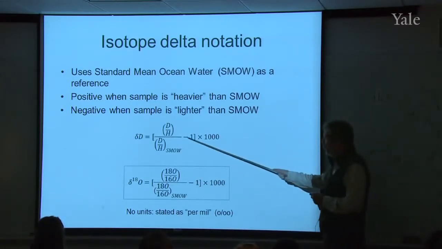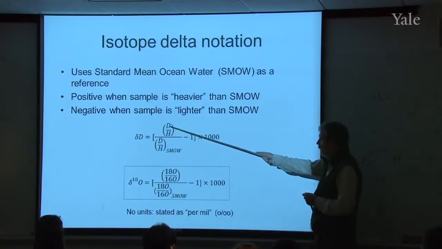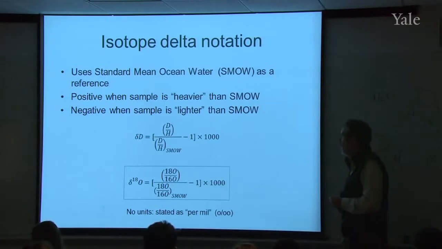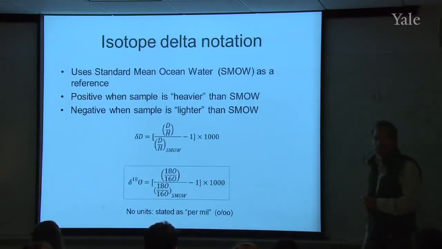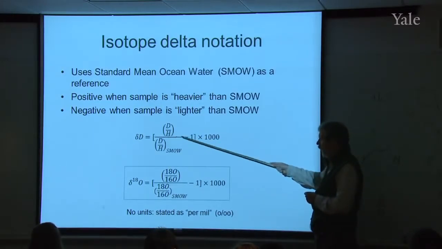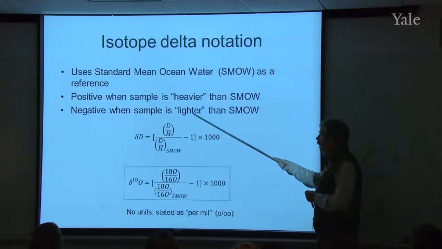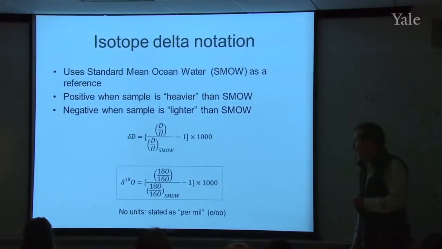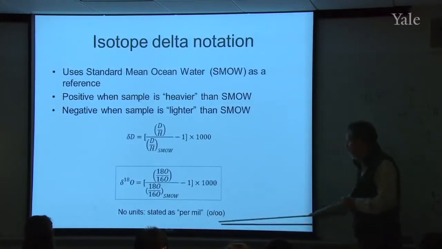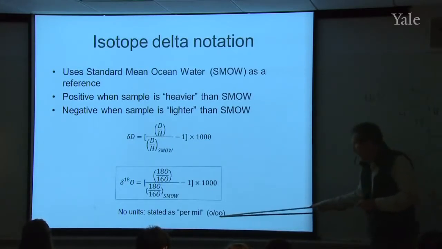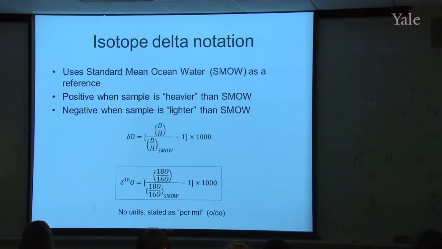So notice the way this is subtracted. If you had a sample that had a larger ratio of D to H than the reference, that would end up being a positive number, and we'd say the sample is heavier than SMOW. If the D to H ratio is less than the standard, then the number is going to turn out to be negative, and we're going to say that sample is lighter than SMOW. This quantity is usually stated as per mil, written not with a percent sign, but with a percent sign with two zeros on the bottom.